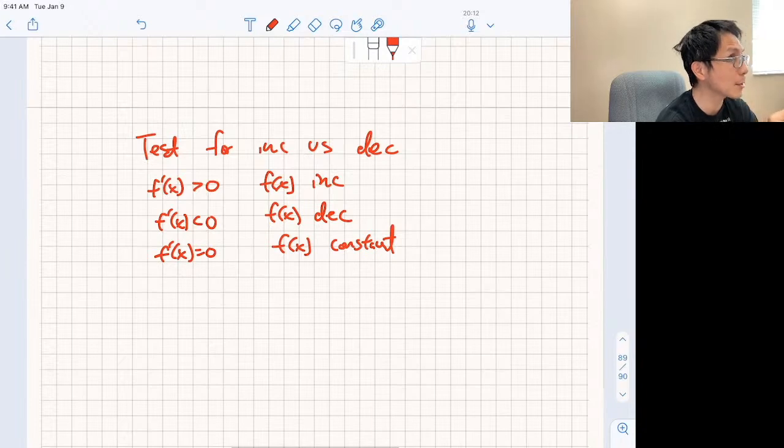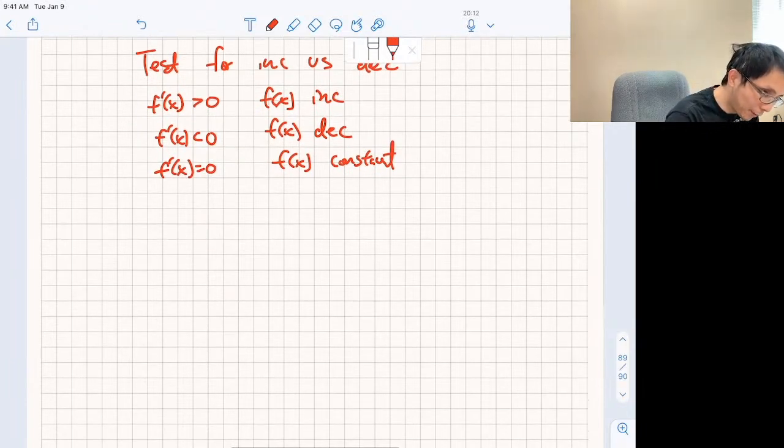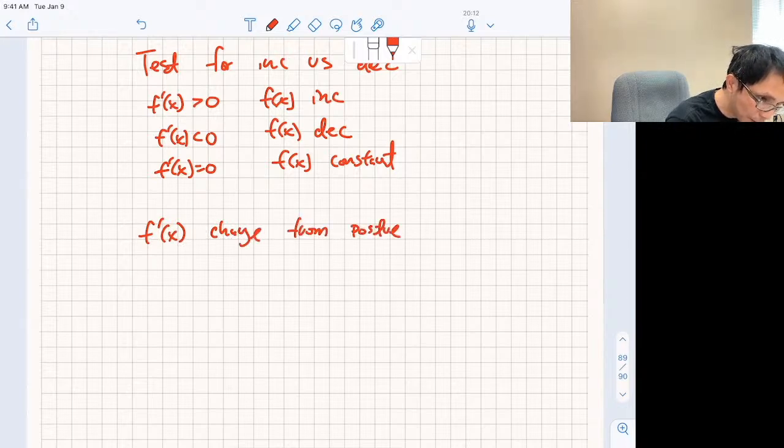The first derivative test says, just like what she said, if f prime of x changes from negative to positive, then f has a relative minimum. And if f prime of x changes from positive to negative at c, then f has a relative maximum. So if f prime of x changes from positive to negative.